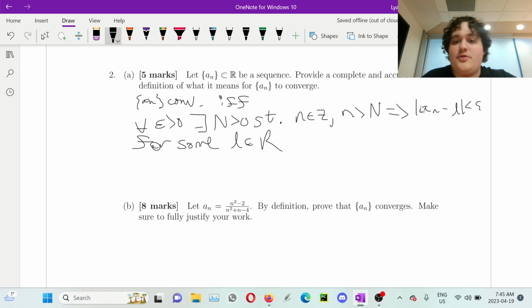Okay, so what is this saying? This means that I can make a_n as close as I want to L by making the values I'm plugging into it sufficiently big, right? Bigger than some N greater than 0. And I need to make sure that I'm plugging in integers because this is a discrete sequence, right?